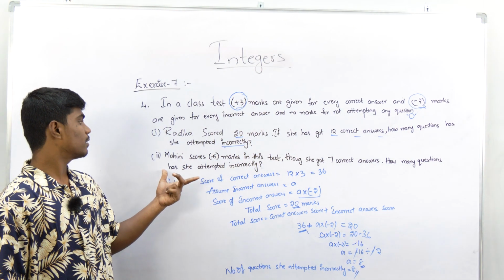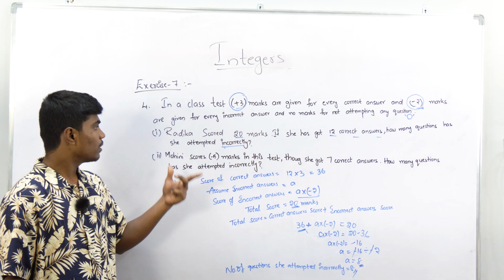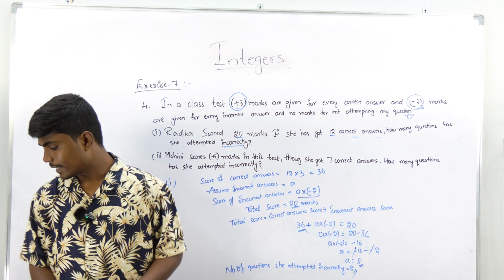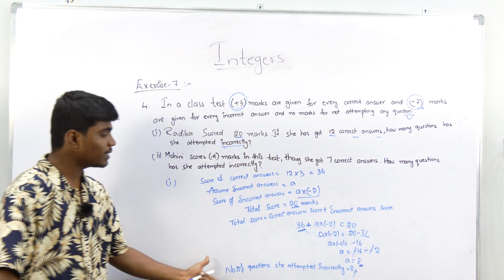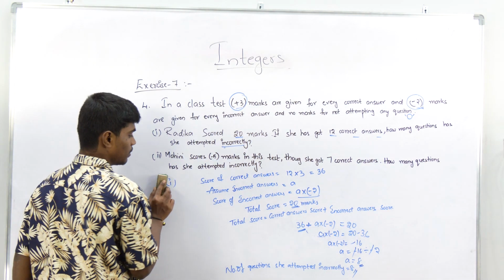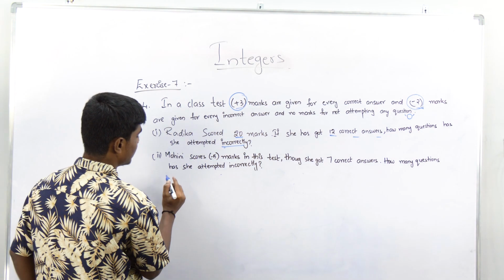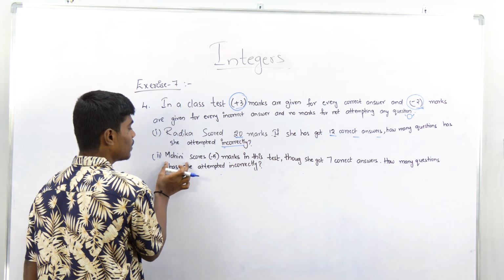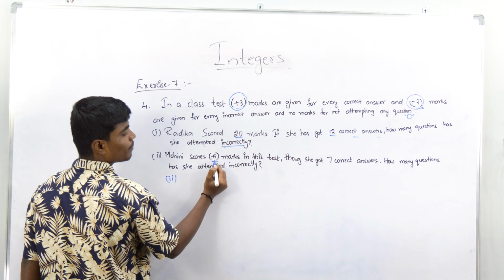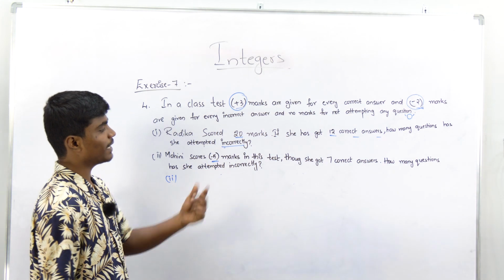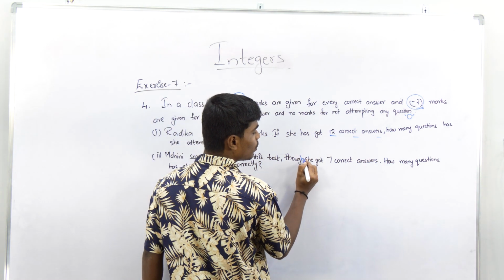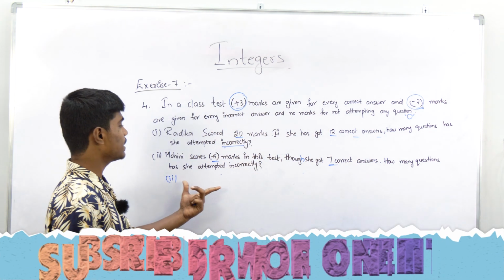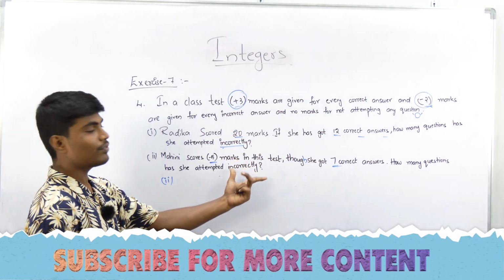See here, first problem is done. Now let's move to the second one. You can note this answer for the first one. Okay, now second one. Here, if Mohini scores -5 marks in this test, and she got 7 correct answers, how many questions has she attempted incorrectly? Similar to the first one.